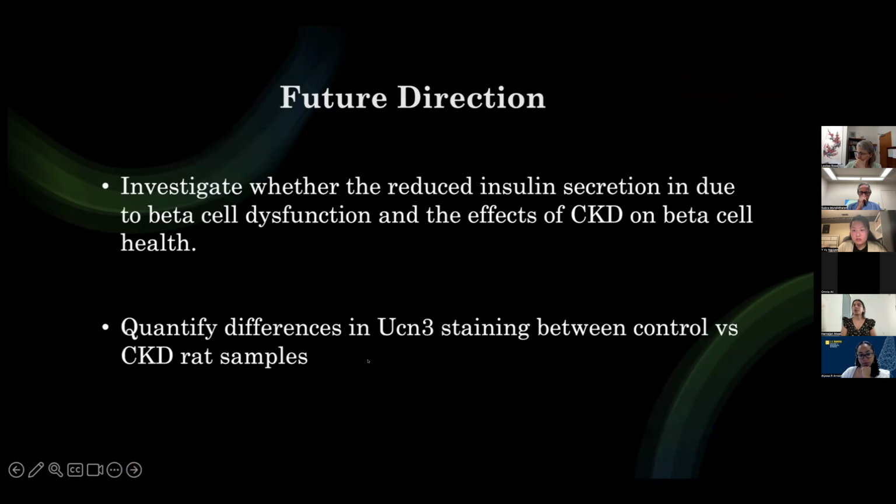This leads us to our future direction of investigating whether the reduced insulin secretion in beta cells is due to beta cell dysfunction and the effects of chronic kidney disease on beta cell health. To do so, we will be quantifying differences in urocortin-3 staining between control versus CKD rat samples, because urocortin-3 is a maturity marker and it indicates beta cell health. Thus, a reduced activity of urocortin-3 will indicate the effects of CKD on the beta cells.